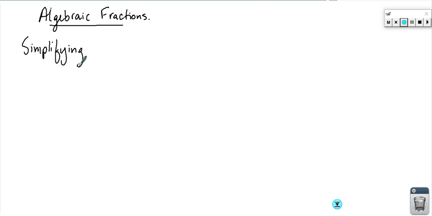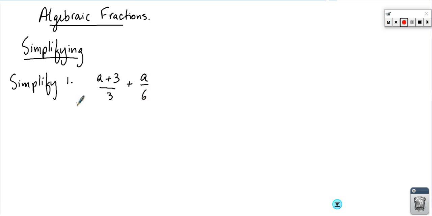For example, let's take a few examples and start working from here. For example, simplify number 1, a plus 3 on 3 plus a on 6. So, let's see, these are normal fractions. So as we've done in fractions, first thing that we need to do is to find the LCM. Now the LCM of 3 and 6 is 6.